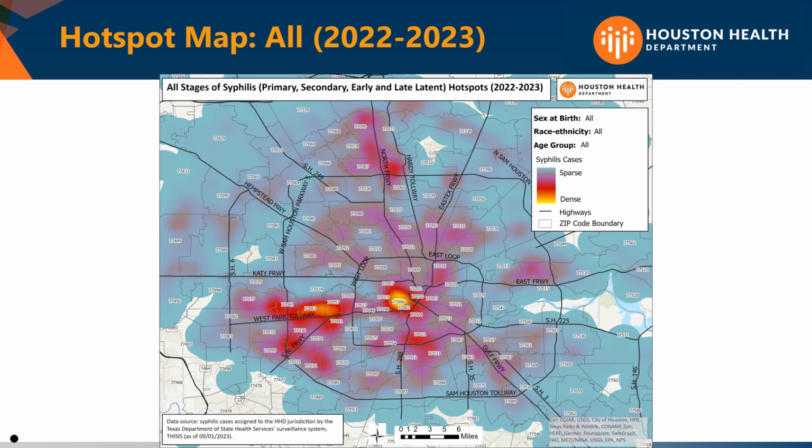This first map is looking at all stages: primary, secondary, early, and late latent. As you can see, the biggest hotspot is kind of in the center. This is a mix of Midtown, Downtown, Montrose, and the Med Center. This is a high density populated area, so it's safe to assume that's one of the many reasons why there's such a high prevalence of syphilis in that area. Other hotspots consist of Southwest Houston, South Houston, and far up North Houston.